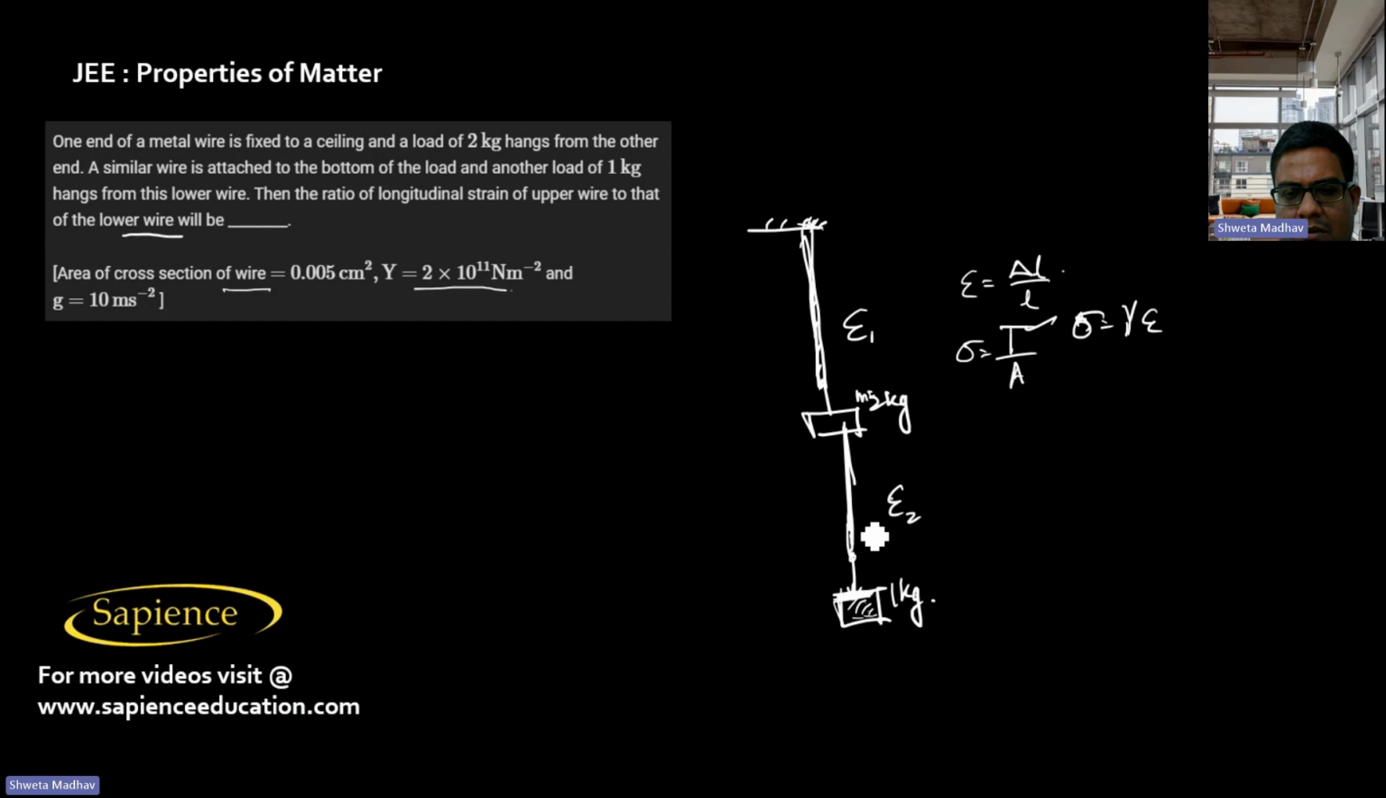Now we can assume the wire to be massless. So the weight that is coming here, that is 10 Newton, is mg. Here the weight that is coming is 2g plus g, that is 3g, that is 30. And this is 20 Newton plus 10. So here the tension force is T1, suppose, and here it is T2. Therefore T1 will be equal to 30, and T2 will be equal to 10.